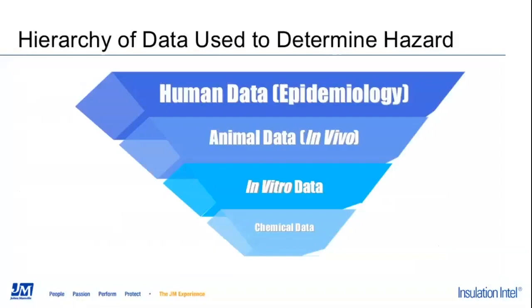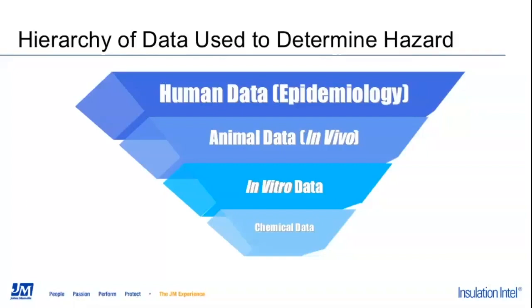So before we get started, I want to talk a little bit about the hierarchy of data used to determine a hazard. If we look at the bottom, we have chemical data, and this chemical data basically allows us to identify how something is going to respond based on its chemistry. So we might be able to say we know how glass is going to respond in a Gamble solution, a simulated lung fluid, because we know how the chemistry reacts here. When we're determining a hazard to humans, this data is relevant, but it's lowest on the hierarchy of importance.